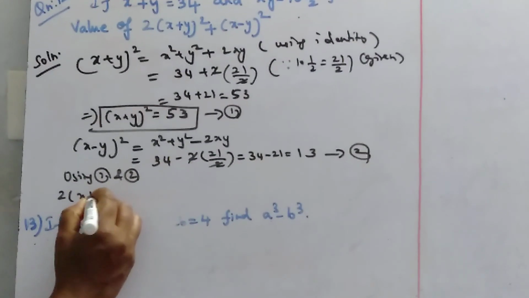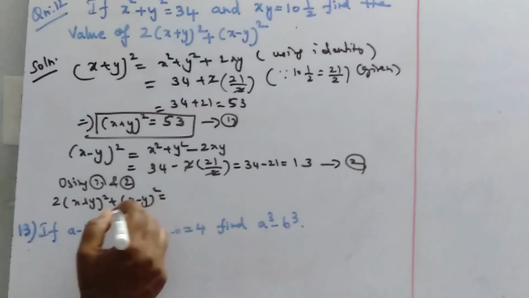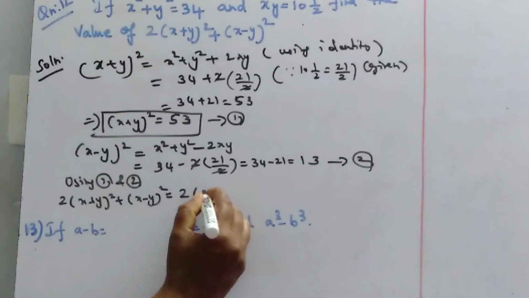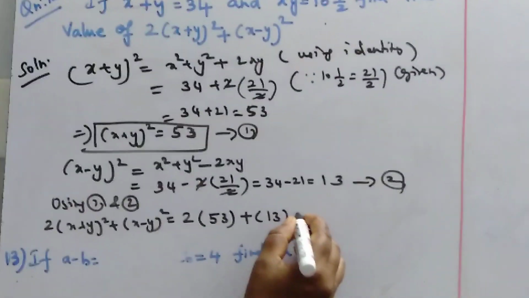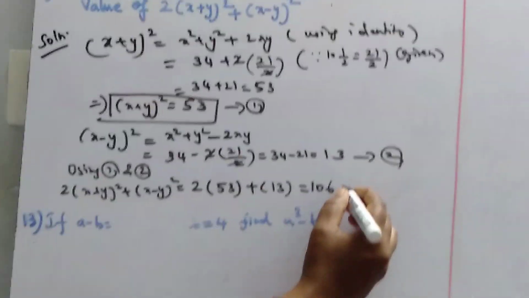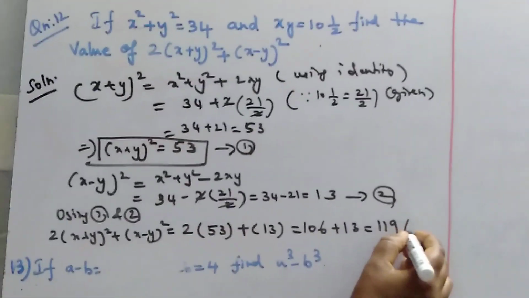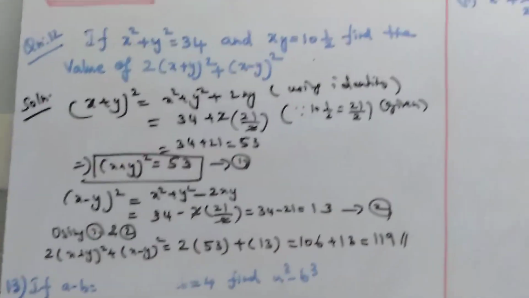So 2 of x plus y the whole square plus x minus y the whole square equals 2 into x plus y the whole square here is 53. Then plus x minus y the whole square is 13. So which is equal to 3 2s are 6, 5 2s are 10, 106 plus 13, which is equal to 119 is the solution for this particular question.